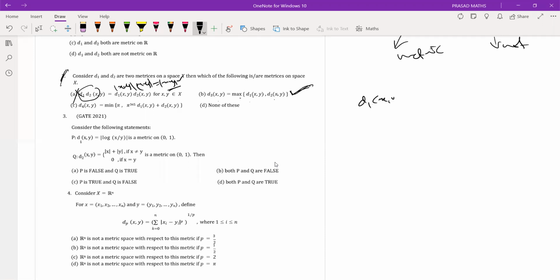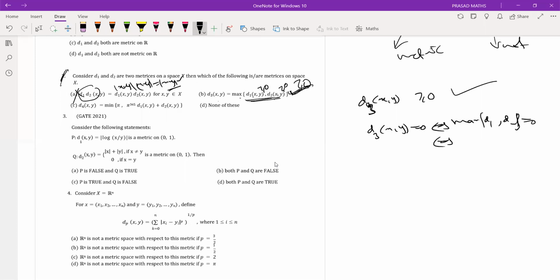So therefore, d1 of x comma y, you know that it is non-negative because d1 is a metric. Similarly, d2 is a metric, therefore it is non-negative. Therefore, d3 is non-negative. So your function is non-negative. What is my second condition? d3 of x comma y is 0 if and only if maximum of d1 comma d2 is 0. That means each of the numbers is 0. Since d1 and d2 are metrics, x equals y. So second condition true. What about the third condition? d1, d2 are metrics, therefore the third condition is also true. So there is no problem with the third condition.